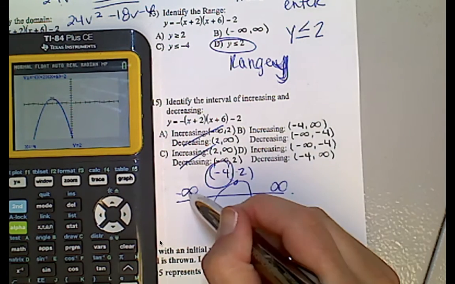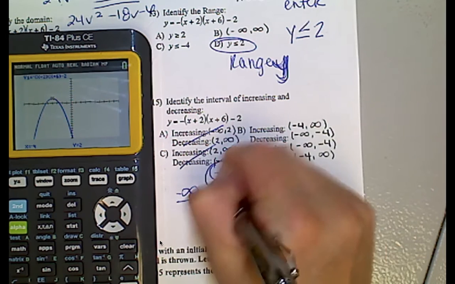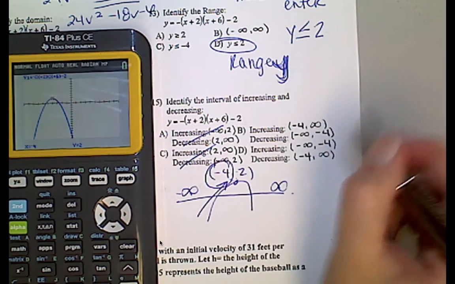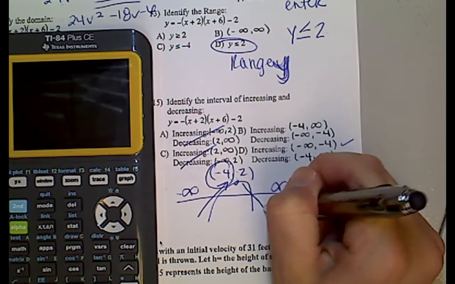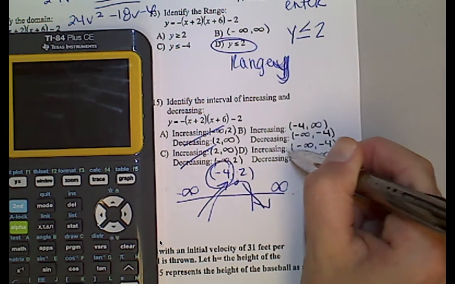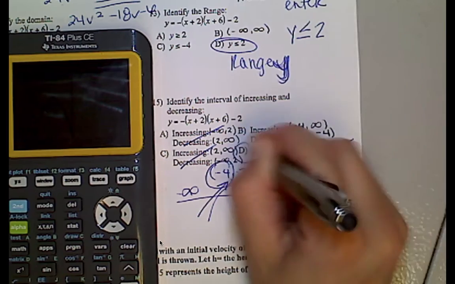Okay? Now from negative infinity to negative 4, we're going up. So we're increasing from negative infinity to negative 4, which checks right here. And from negative 4 to infinity, we're going down. So that's decreasing, and that checks right there. So the answer is D.